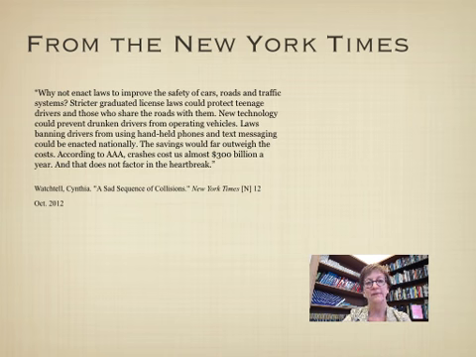And then she kind of mixes up her evidence and commentary in the next three sentences. Stricter graduated license laws, so that's her evidence, could protect teenage drivers and those who share the roads with them. That's her interpretation. New technology could prevent drunken drivers from operating vehicles. Laws banning drivers from using handheld phones and text messaging, again, that's her piece of evidence, could be enacted nationally. And then she gives a piece of interpretation of evidence she's about to offer. The savings would far outweigh the costs. According to AAA, crashes cost us almost $300 billion a year, and that does not factor in the heartbreak. So while she's got all the pieces of the pattern, she's got a claim, she's got evidence, she's got commentary, she's got them all mixed up.